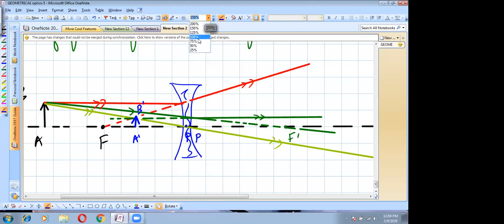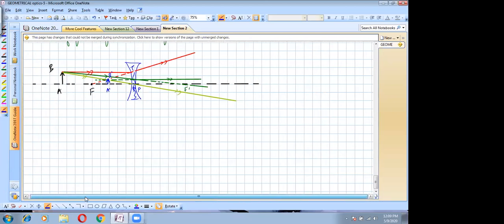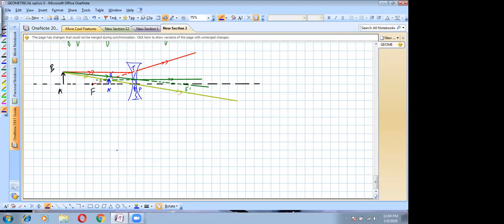Okay, so again we have a diagram which is somewhat similar but not exactly the same as the virtual image for a converging lens, because there it was a magnified virtual image, here it is a diminished one. Okay, so this is a virtual, upright, and diminished image.